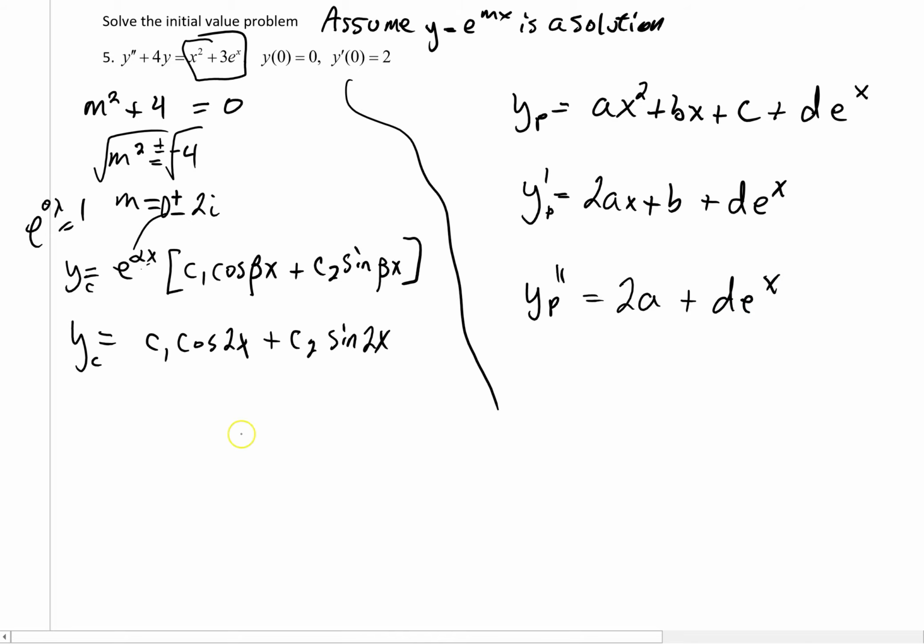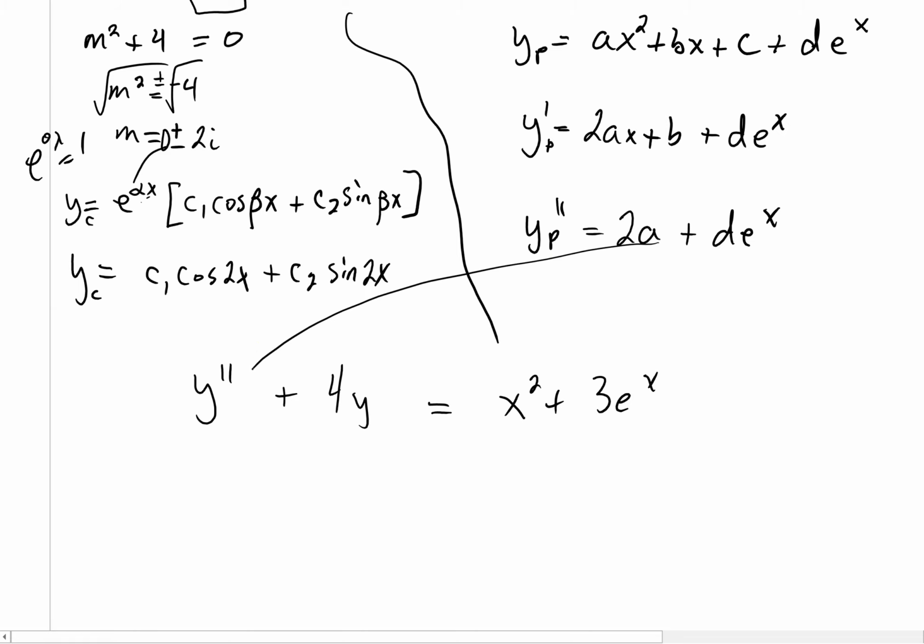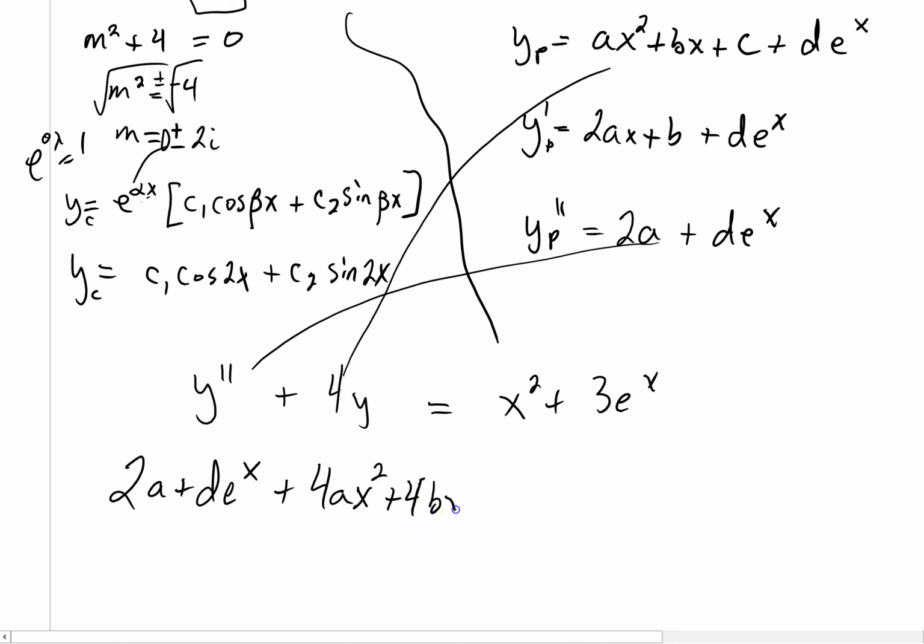And where we're going here is, well, we're going to have y double prime plus 4 times y is equal to x squared plus 3e to the x. We're going to substitute these terms in. So here we'll have a 2a plus d e to the x plus, well, 4 is going to get multiplied to every one of those terms. So you might as well just distribute that 4 immediately. And tell you what, right over here we'll have x squared.